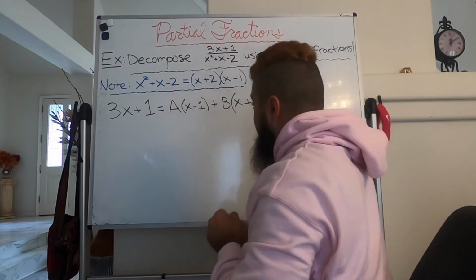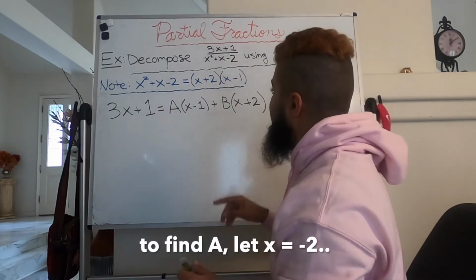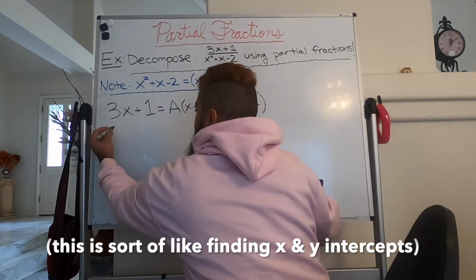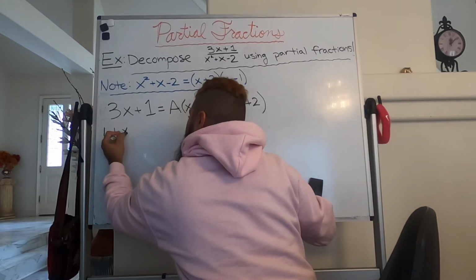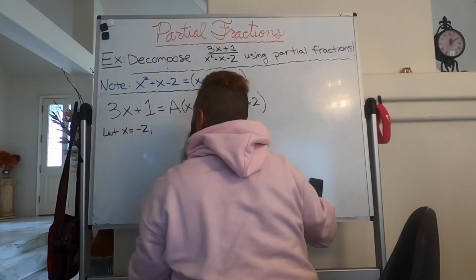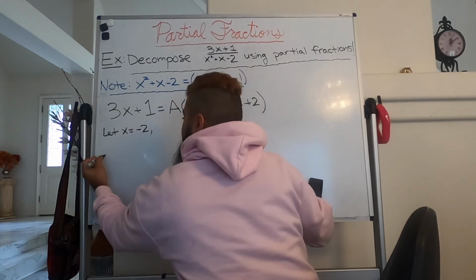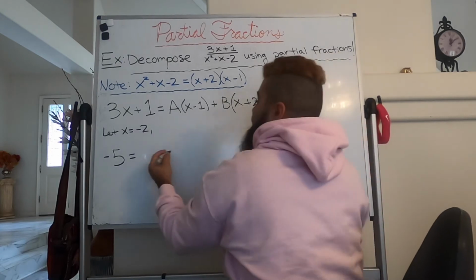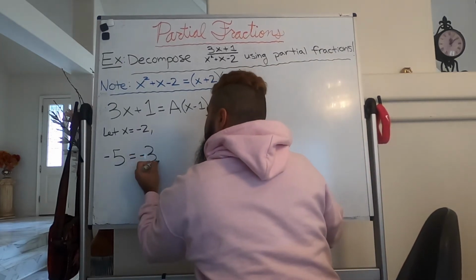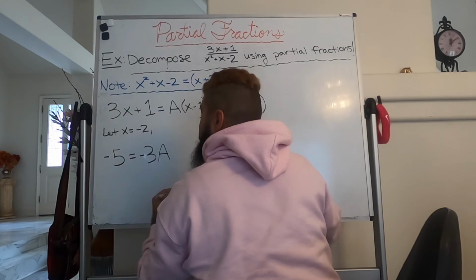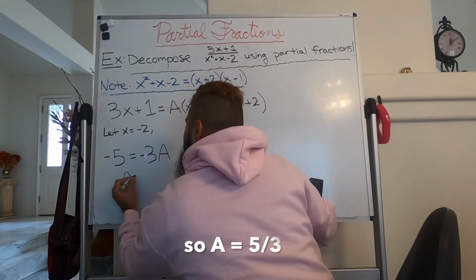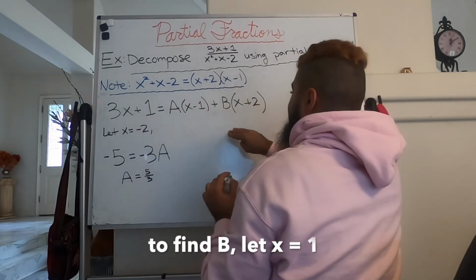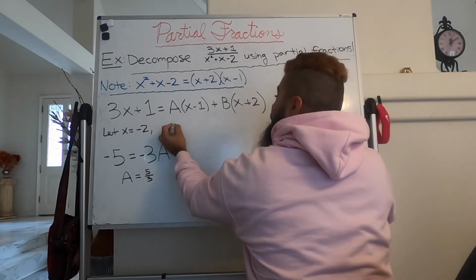Alrighty, all that's left now is to find A and to find B. If I'd like to find A, I need to make this 0, so that means x needs to be negative 2. So let x be negative 2. In order to find A, our left-hand side becomes negative 5 equals negative 2 and A times negative 1 is negative 3A. If I divide both sides by negative 3, I see that A is equal to 5/3.